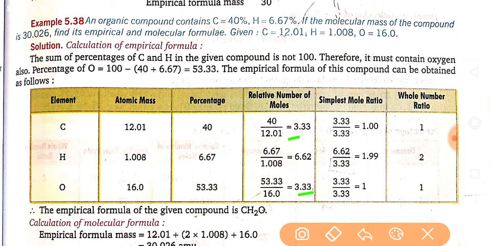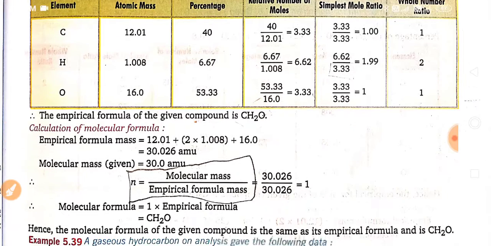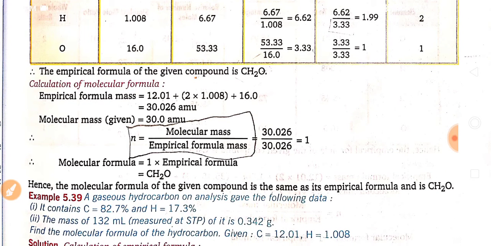So you have to divide all the values by the minimum value 3.33, and you will get the ratio 1, 1.99 and 1. So for the whole number ratio, last week we also discussed how to get the whole number value, so you have to multiply it by 1. Okay, so it will become 1 to 1. So the empirical formula of the compound is CH2O.